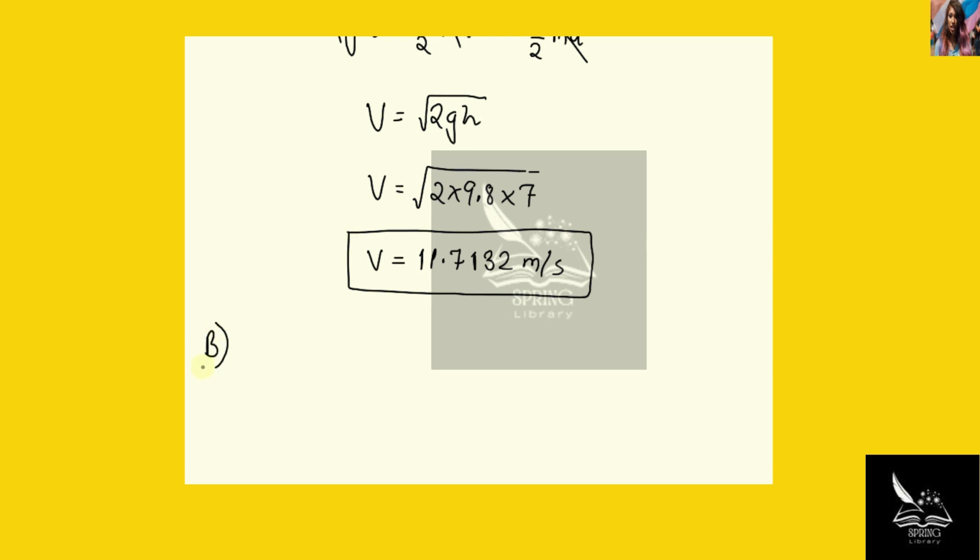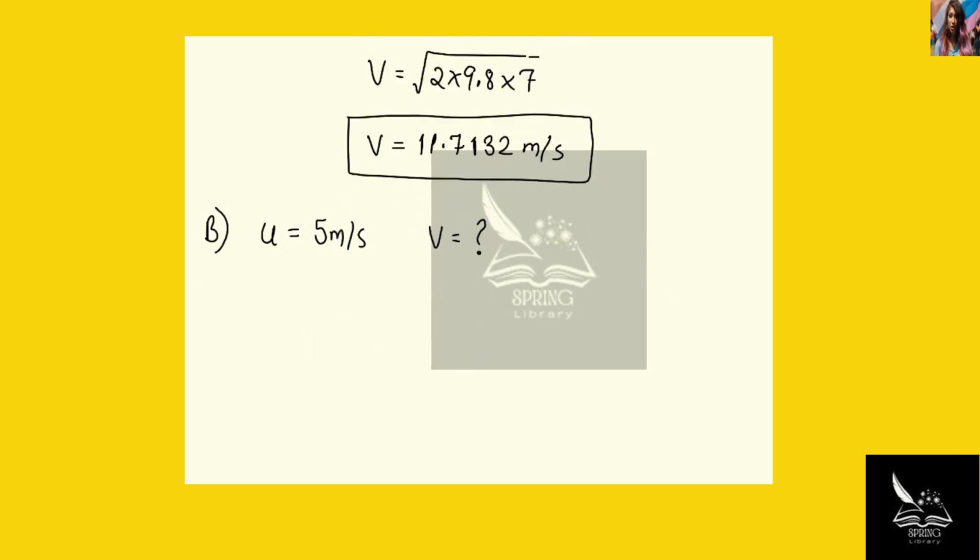Now in part B, we have the second part. In the second part they are saying that the child climbs back up the hill with her sled and brings her mother along. At the top of the hill the child gets on the sled and her mother gives her a strong push so that an initial speed is given. So u is given to be 5 meters per second. Now we have to tell how fast she will be moving when she reaches the base of the hill. Again we have to find the final velocity. Now your initial velocity is given, that is the only difference.